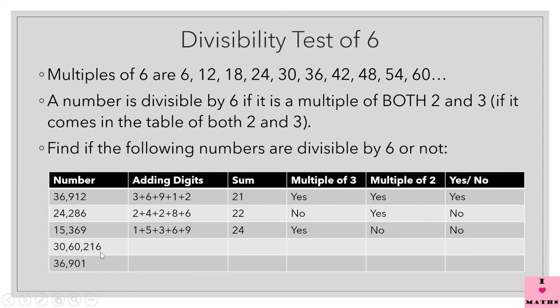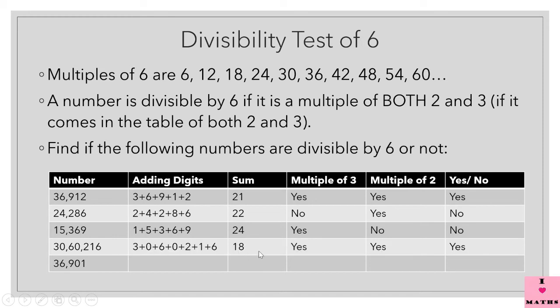30,60,216. So ones place digit is 6, which is an even digit. So this number 30,60,216 is a multiple of 2. Okay, since it is a multiple of 2, let us check whether it is a multiple of 3 or not. Now 6 plus 1 is 7, 7 plus 2 is 9, 9 plus 6 is 15, 15 plus 3 is 18. 18 is a multiple of 3, so this number is also a multiple of 6.